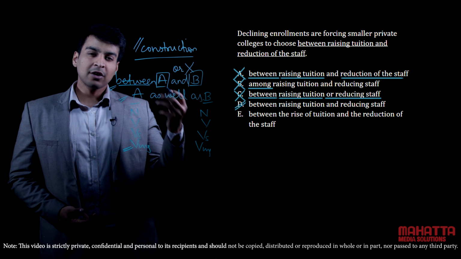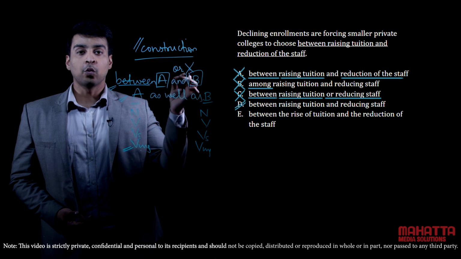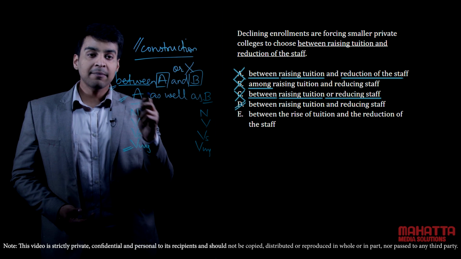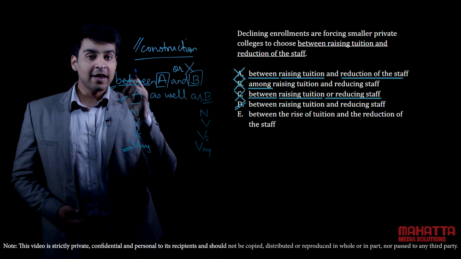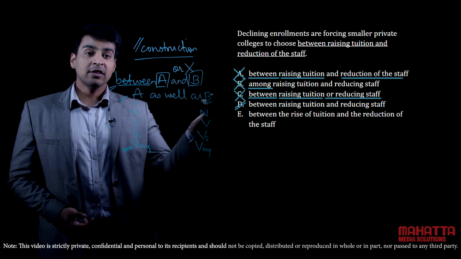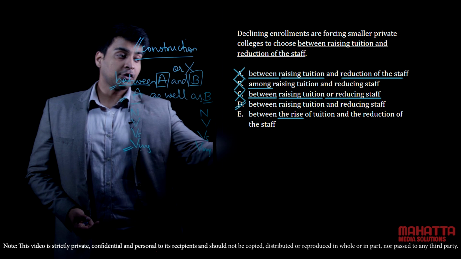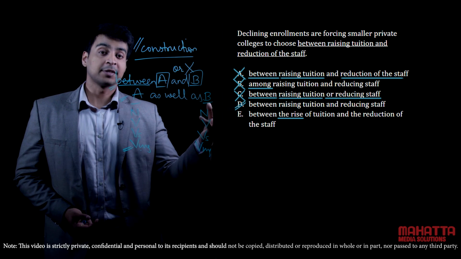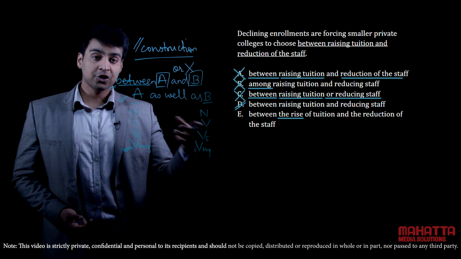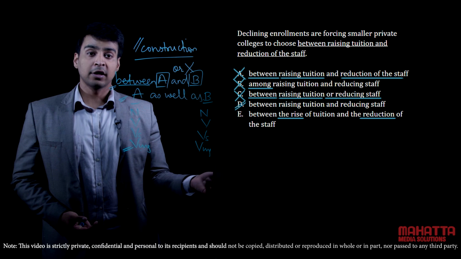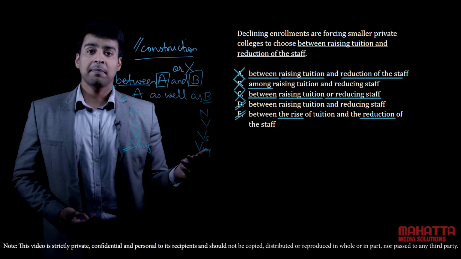What you should start to realize now is that every word given in the options matters. So you should not really skim through the options, but look at the importance of every word written there. Looking at E, between the rise of tuition, the rise, you know that anything followed by a and the is a noun, the rise becomes a noun, and the reduction of staff, again noun. So if we've got a noun being made parallel with a noun, seems to be fine, seems to be parallel.